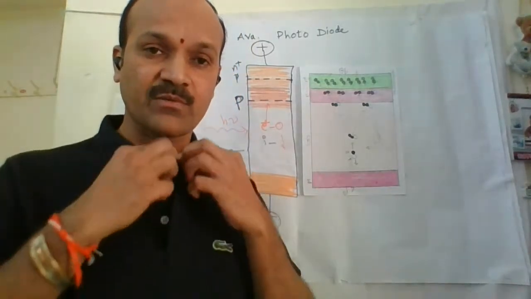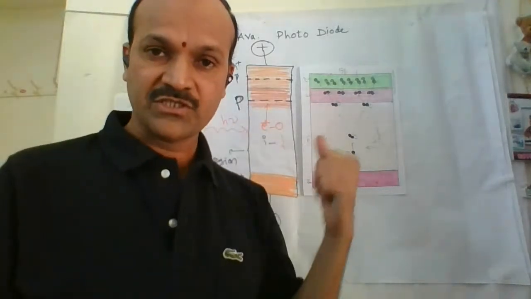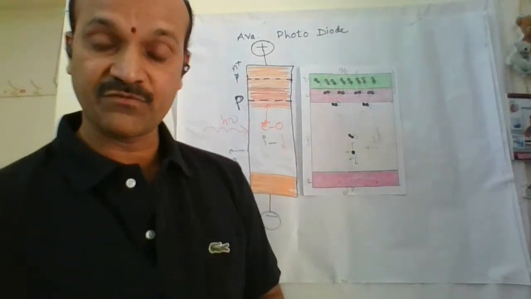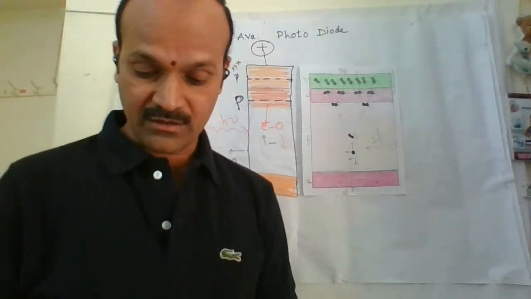This is a very important phenomenon. That's why avalanche takes place. Is it clear? This is the main basic phenomenon in the photodiode. Like that, light will be detected.